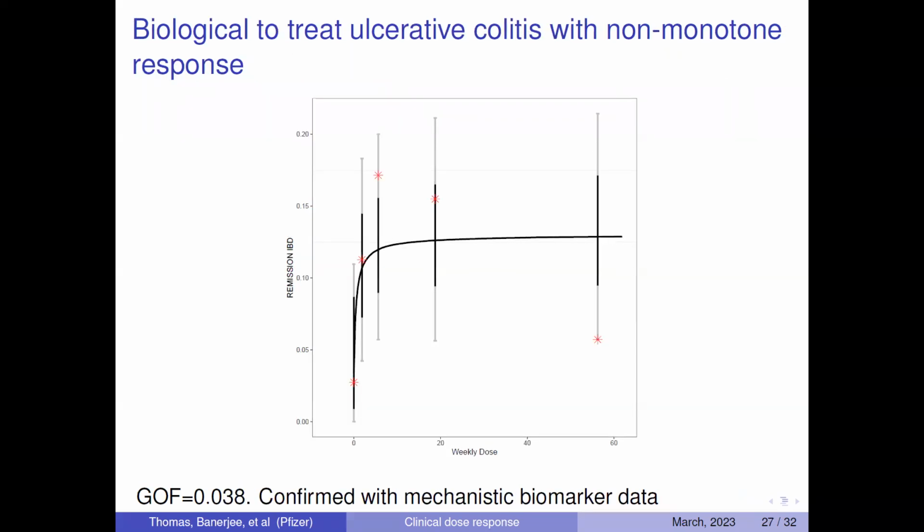Now, there was a second one that was a little more challenging, a little more interesting. This is a biological to treat UC. The clinical endpoint here is a responder variable. It's a classic definition of remission. So that's what's on the vertical axis. Again, this was a Bayesian Emax model fit. It's done on the logit scale. What you're seeing is back-transformed to the proportion scale. And this is a little better dosing design: 4 doses, a 30-fold dosing range. Now the posterior predictive check, the goodness of fit, was 0.038. So just looking at it, this one's going to be evaluated.